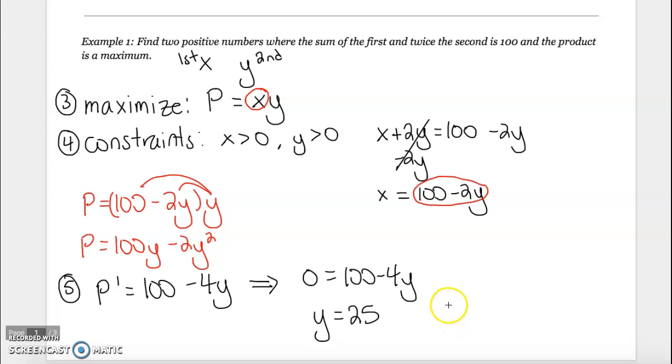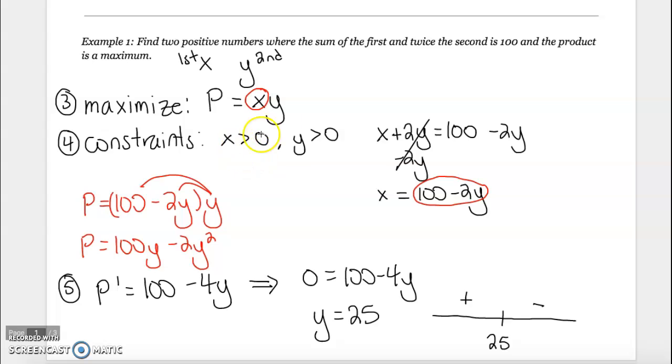Then I'm going to want to plot it on a sign chart just to make sure it is indeed a maximum. So if I plug 25 on there and apply my first derivative test: if I plug in a number less than 25, like 1, I get a positive number, and if I plug in a number bigger than 25, I get a negative number. So yep, this is a maximum. And so y equals 25 is going to be one of the numbers that, when I find the product of x and y, gives me a maximum product.